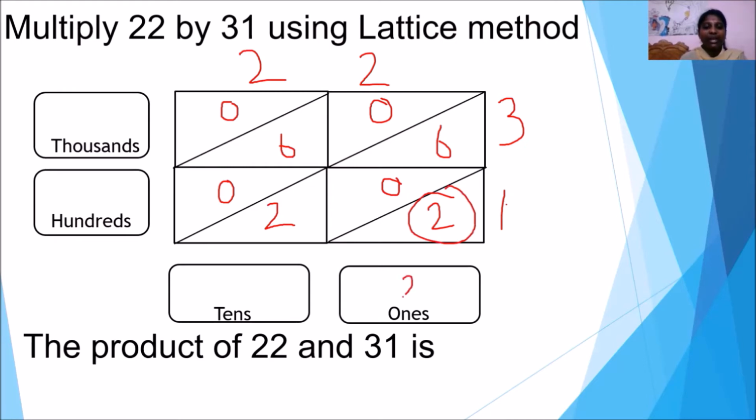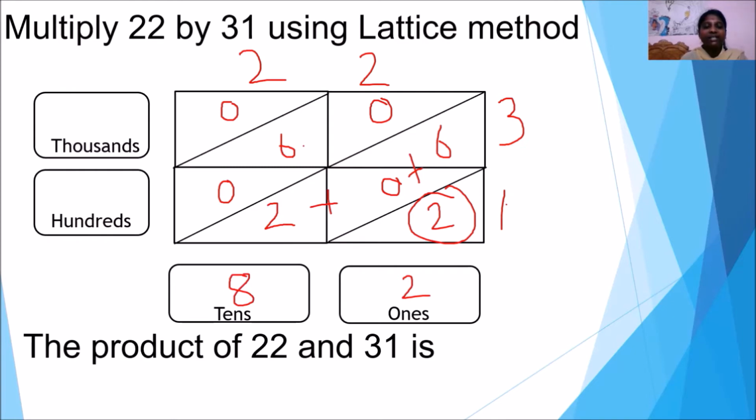Write 2 in the ones place. In the tens place, we have 3 numbers. 6 plus 0 is 6. 6 plus 2 is 8. Then write 8 in the tens place.